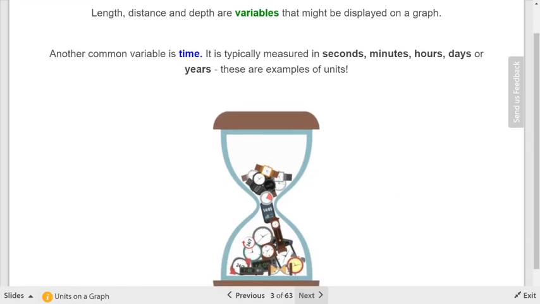Another common variable that they use is time, right? So are all of you exactly the same age? Pretty close to it probably in years, but in days? Yes, Sophie and I are 16 hours apart.